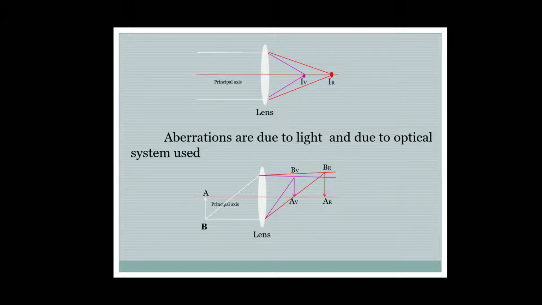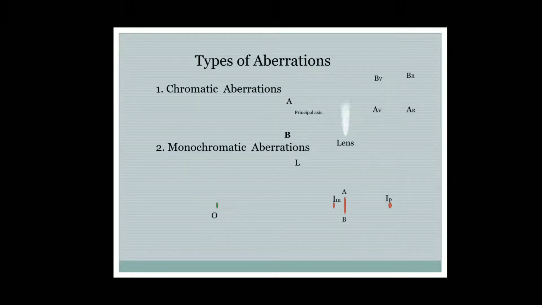By using this image object, the images AV, BV and AR, BR have different colors, different magnitudes and different positions. This kind of defect in images is called aberration. And how many types of aberrations do we have? Depending on the light used and the formation of images, there are two types of aberrations. One is chromatic aberration and the second one is monochromatic aberration.